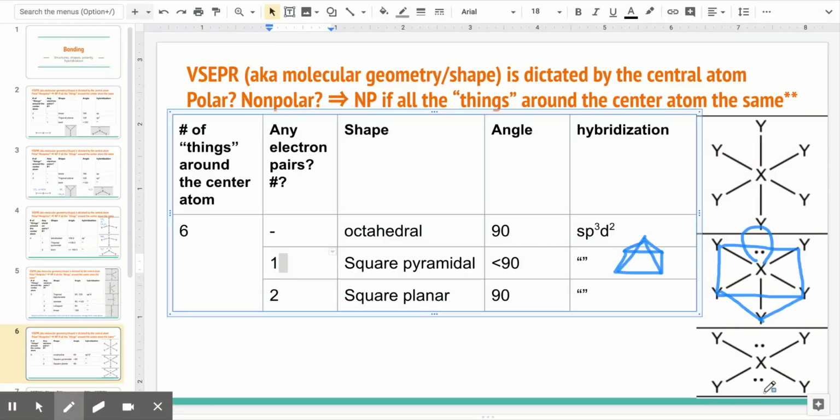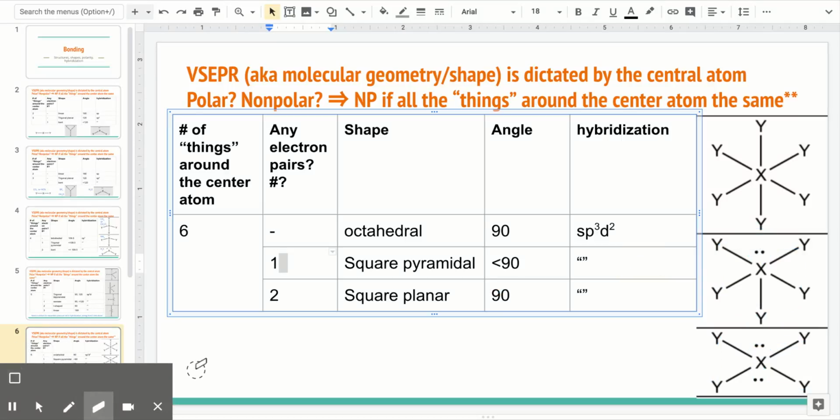If two of those are electron pairs, they're going to be the most spaced out they can be, so they're going to be in the up and down configuration, and all we're going to be left with is that square, the square base that used to be our pyramid. And so this is planar, all in the same plane, and 90 degrees again.